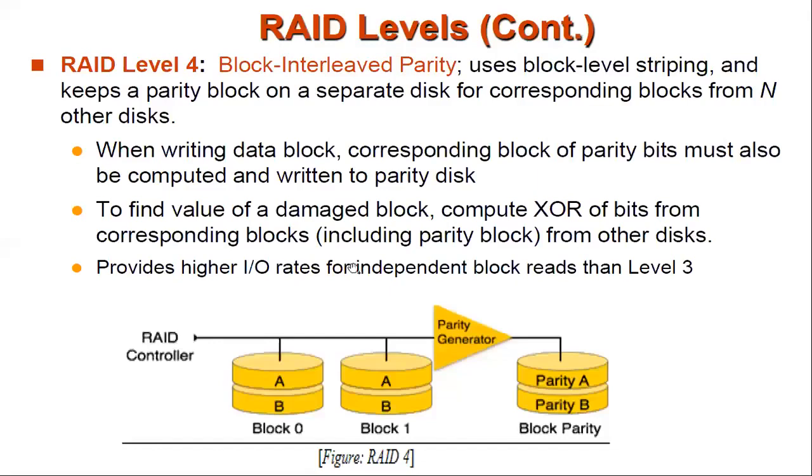Okay, so instead of storing the data in bits, you'll be storing the data in the form of blocks. Okay, so same arrangement, that is A and then B. That means you are going to save the blocks in multiple disks, and then the block parity details will be saved in a separate disk. Okay, so there is not much difference between RAID level 3 and RAID level 4. The key difference is that in RAID level 3 you are using bit level interleaved parity, and in RAID level 4 you are using block interleaved parity.